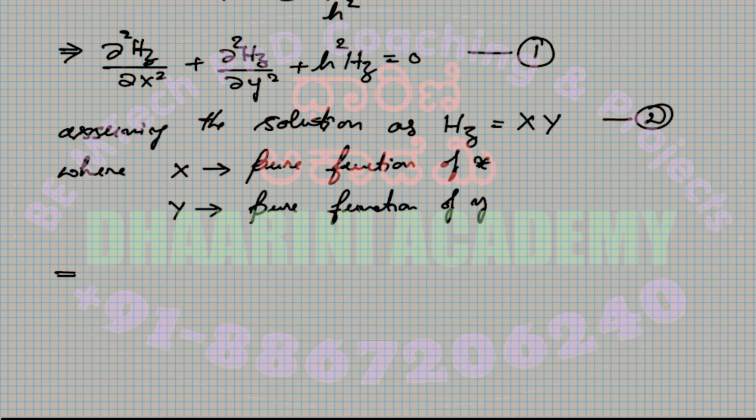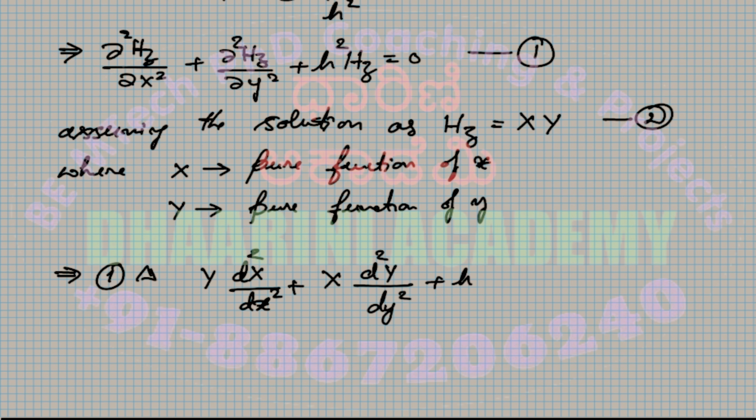So this implies equation number 1 becomes, so I have Hz equal to X into Y. What is dou square Hz by dou x square? That is simply Y into, it's a pure derivative now, d square X by dx square. Are you okay with this, or do you want explanation? You are able to recall, right? We had done this. Okay, so plus X into d square capital Y divided by d small y square plus h square into capital X into capital Y equal to 0.